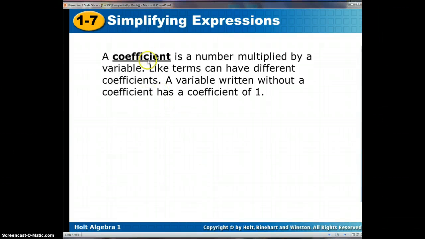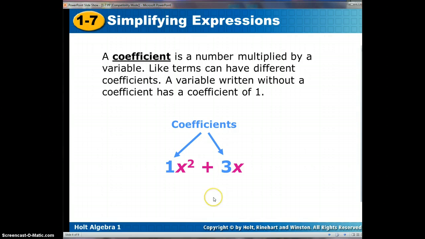Okay, coefficient, I said, is the number that comes in front of the variables. It's multiplied by the variables. Like terms can have different coefficients, and those coefficients are what you combine. When you have a variable just by itself, for example, just an x, that coefficient is 1. It's a 1x. Or if you just have a by itself, it's a 1a. So this x squared can be just written x squared, or you can put a 1x squared in front of it. The 1 and the 3 are called the coefficients in this case.